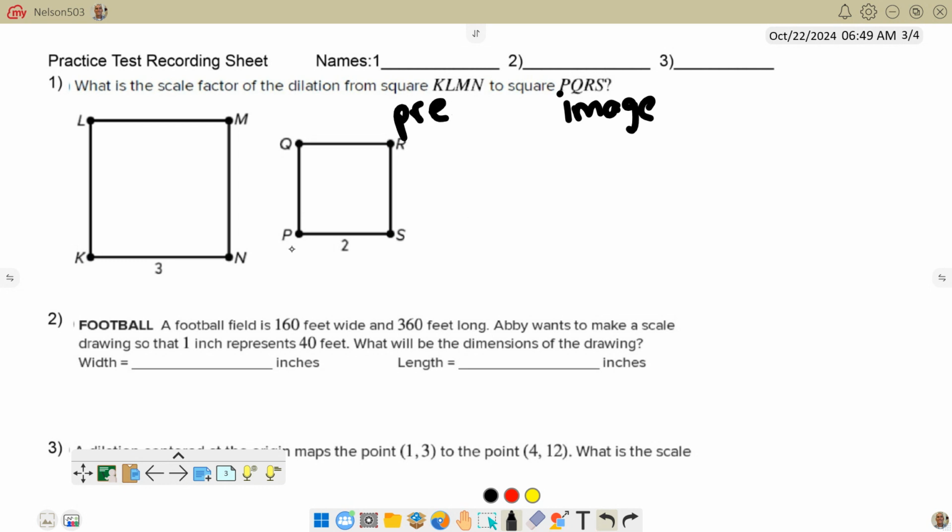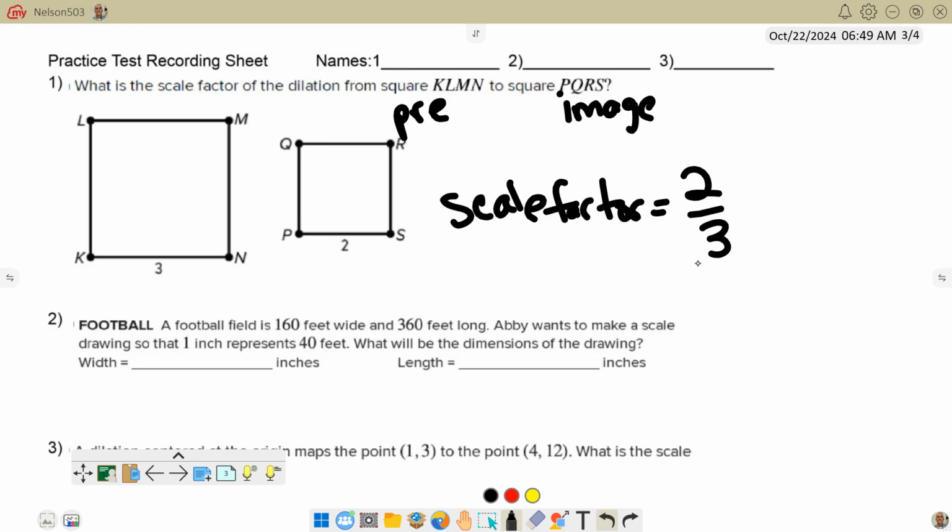Okay, so we take 2 divided by 3. That's all we have to do. Scale factor is equal to 2 divided by 3. All right, because the figure got smaller, our scale factor should be less than 1, right? And this is 0.6 repeating. So hopefully that all matches up with what you're thinking.